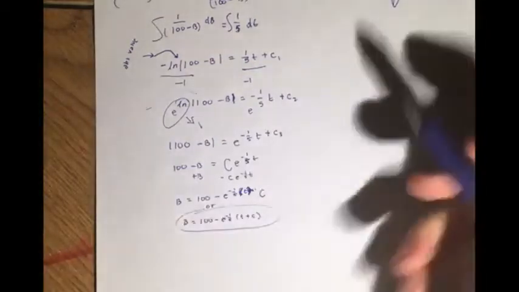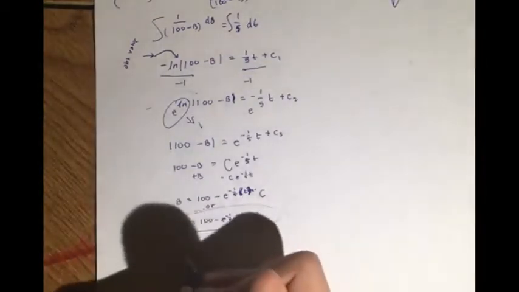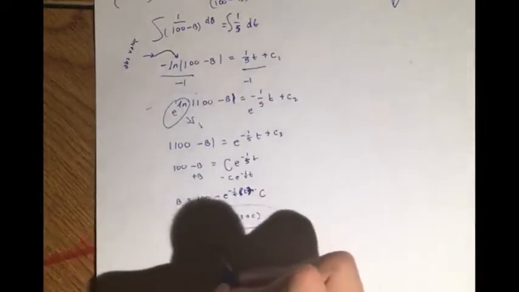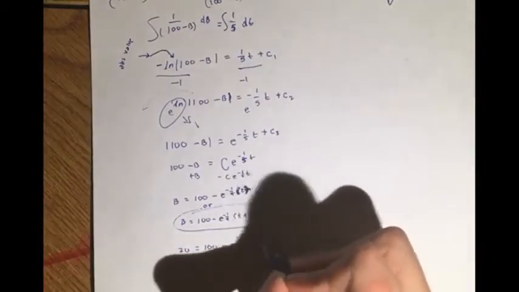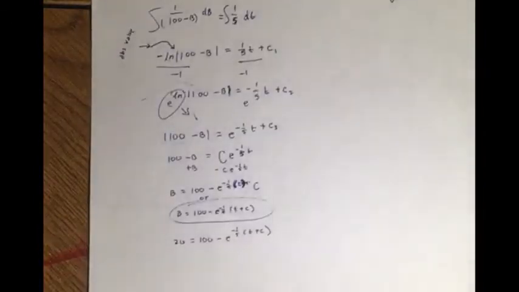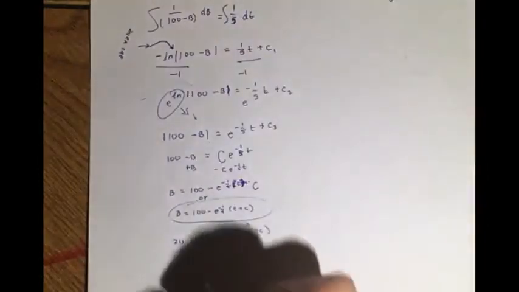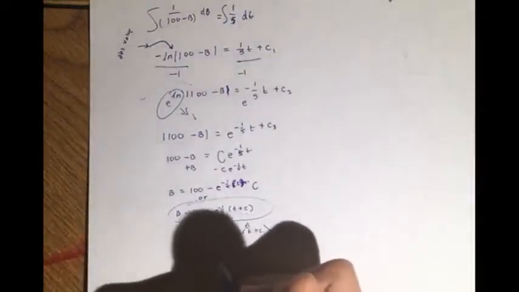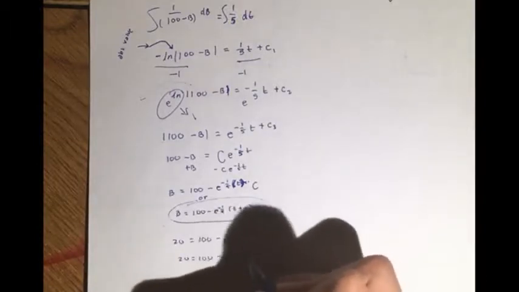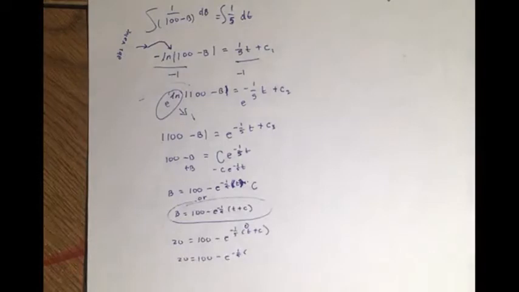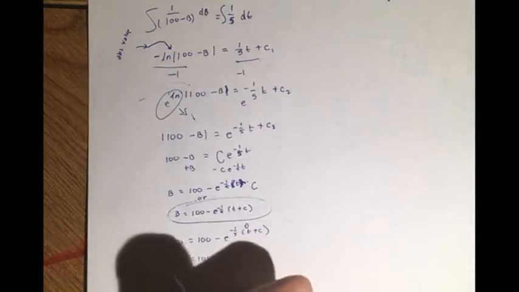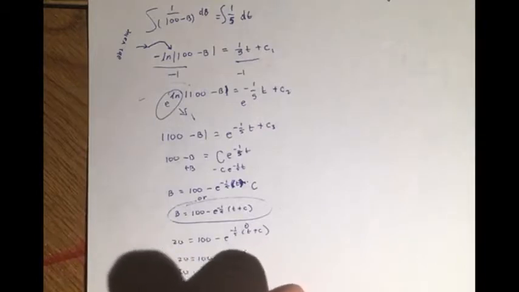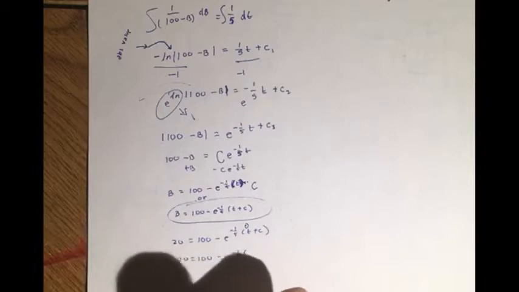So b in this case would equal 20. So we do 20 equals 100 minus e to the negative 1/5 t plus c. And in this case, t is 0. So what it actually would be is 20 equals 100 minus e to the negative 1/5 c. And send that over to this side and subtract this. So what we end up getting is e to the negative 1/5 c equals 80.